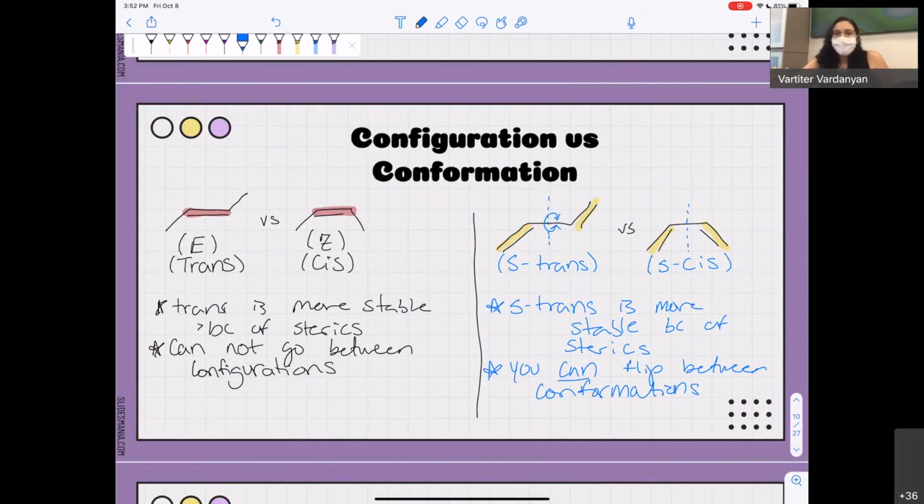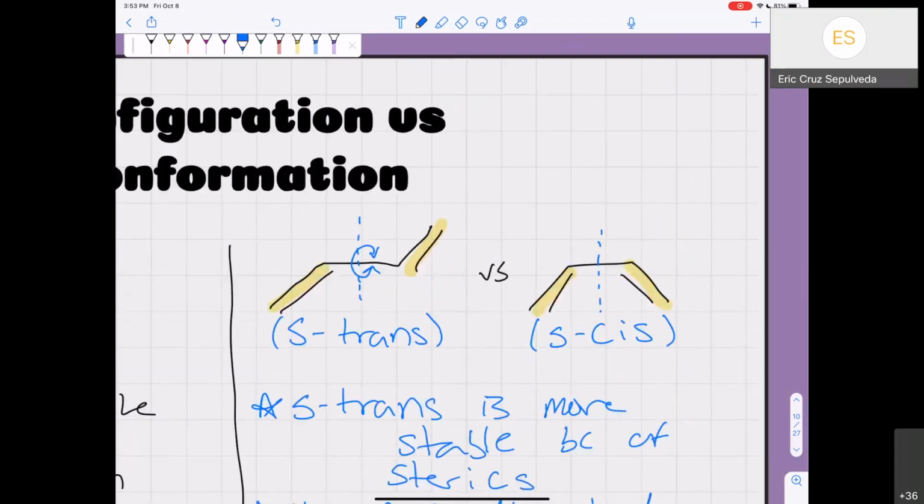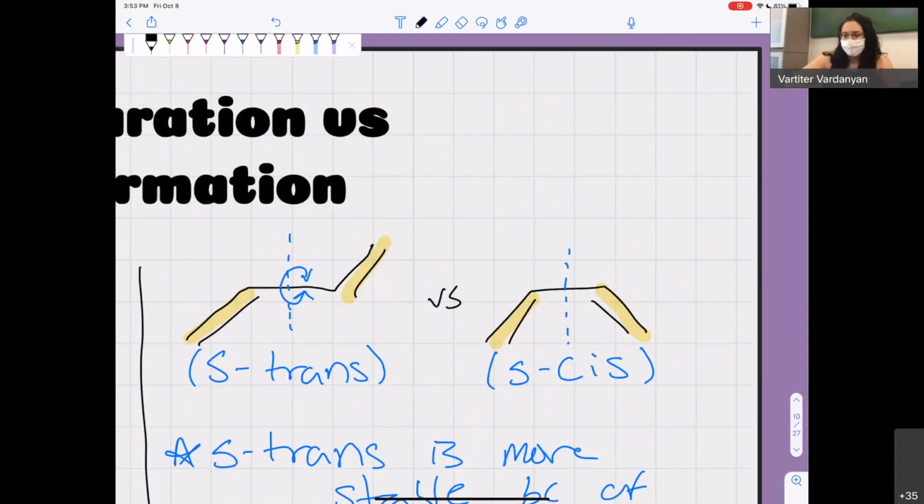Any questions, comments, or concerns about configuration, conformation, anything like that? Yeah, for conformation, when you say you flip conformations, when would we do that? Why would we flip in the first place? So you could do it for a bunch of different reasons, and something that we will be going over for the exam is Diels-Alder, right?